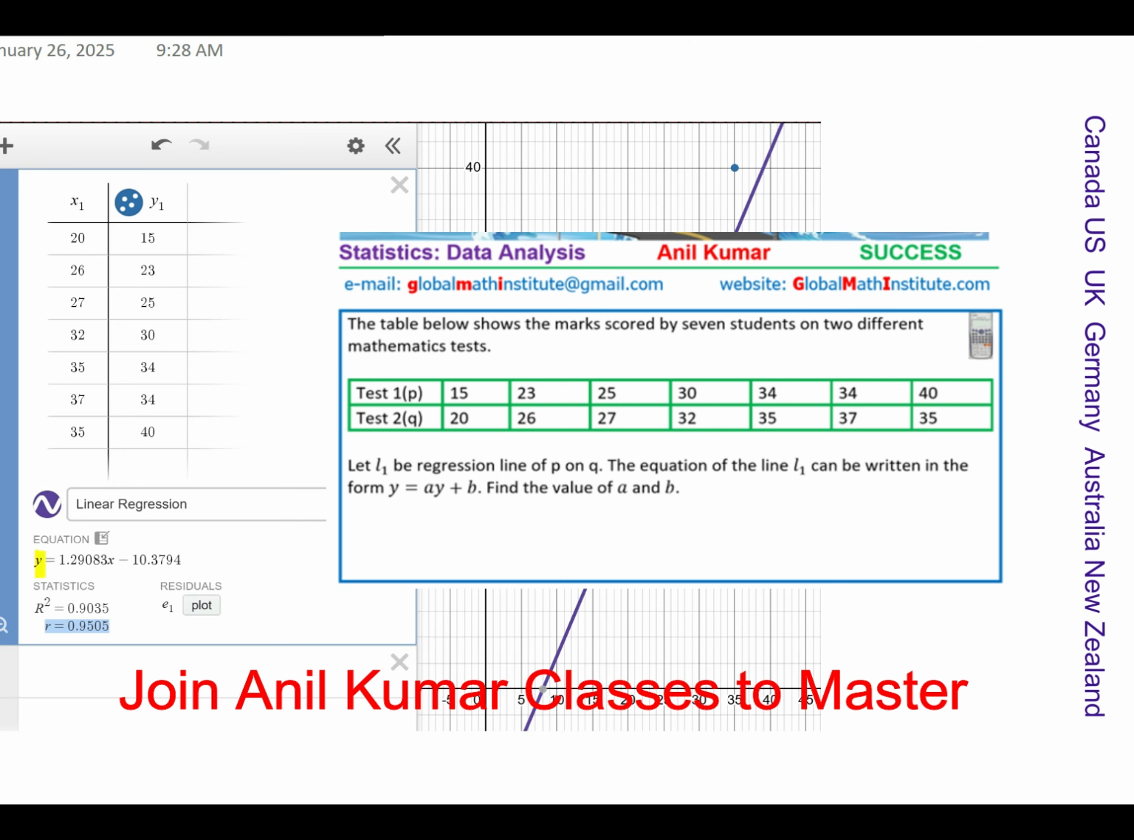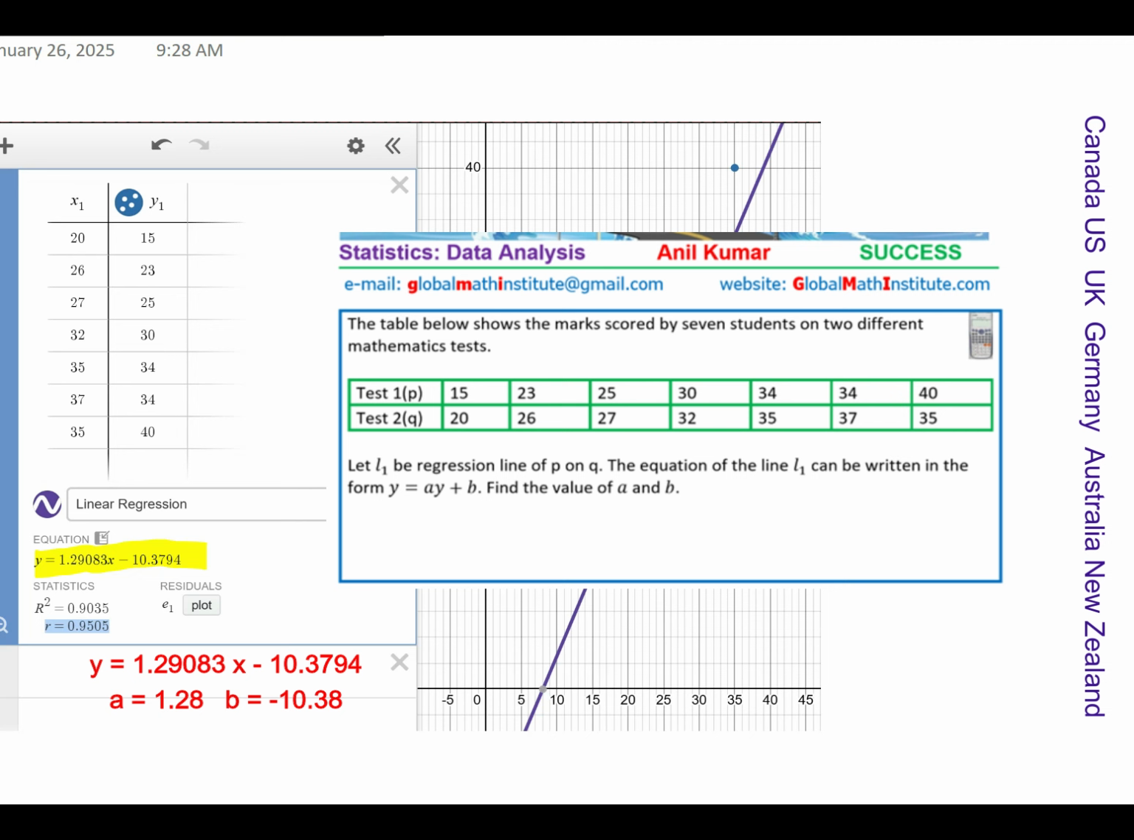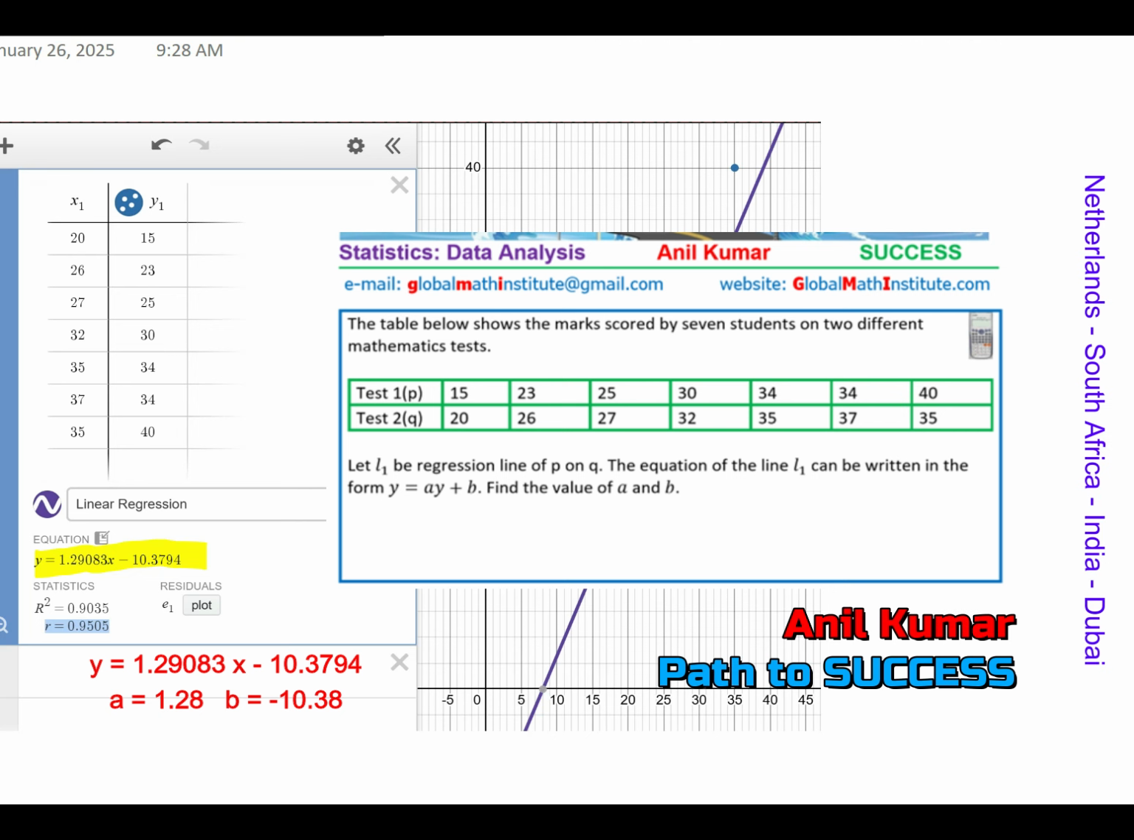So we get the line of regression, which is right there, and therefore now we have our answer. And the value of A is 1.29 and value of B is 10.38 if you round it to two decimal places, correct? So that is how we are going to answer this particular question.